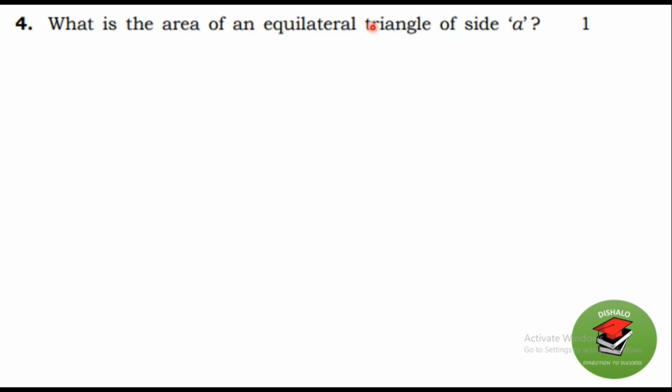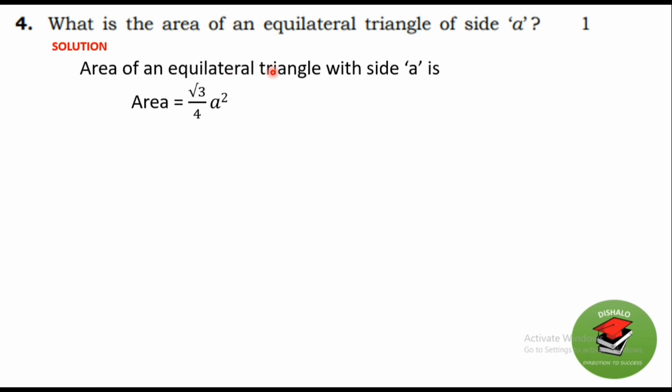What is the area of an equilateral triangle of side a? So you have an equilateral triangle, and we know what an equilateral triangle is. An equilateral triangle is a triangle whose all sides are equal and all the angles are 60 degrees. So what is the area of it if the side is a? So solution. The area of an equilateral triangle with side a is root 3 by 4 a square, where a is the side of the equilateral triangle.